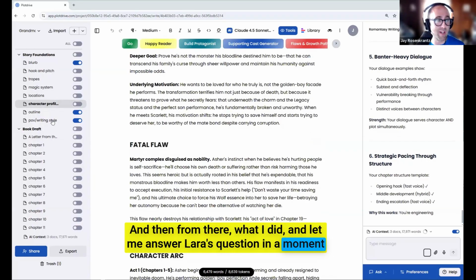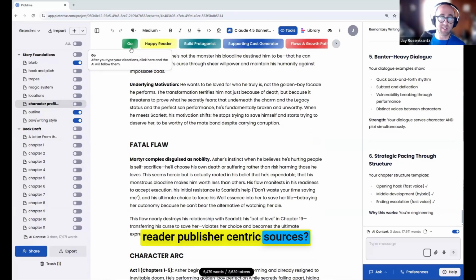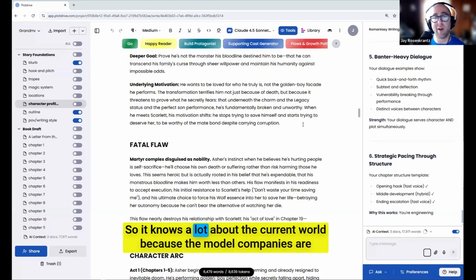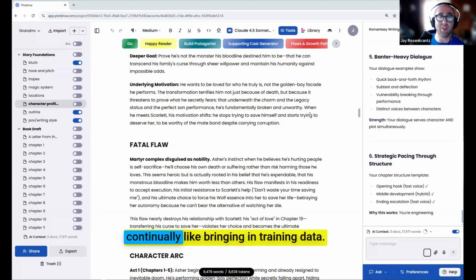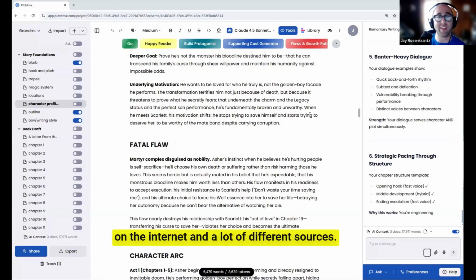Lara's question in a moment. So the co-writer generally searches for this info, looking at specific reader and publisher centric sources? It's a good question. It doesn't search, it's actually based on the model's training. So it knows a lot about the current world because the model companies are continually bringing in training data. So it's got a lot of built-in intelligence about the market and what's selling because it's trained on the internet and a lot of different sources.